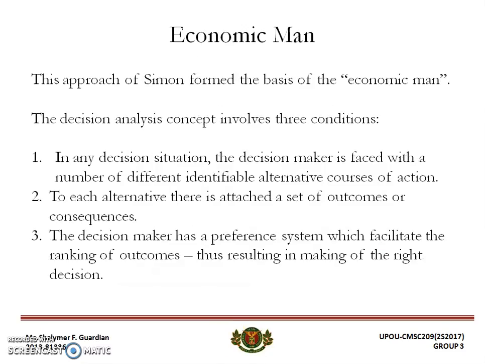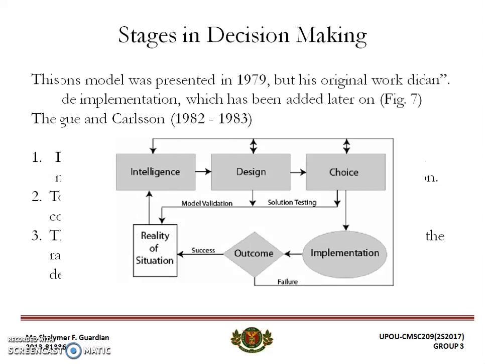This approach of Simon formed the basis of the economic man, which is the decision analysis concepts, and it involves three conditions. Number one is in any decision or situation, the decision maker is faced with a number of different identifiable alternative courses of action. And then the second condition is to each alternative, there is attached a set of outcomes or consequences. And then the third condition is the decision maker has a preference system which facilitates the ranking of outcomes, thus resulting in making of the right decision.